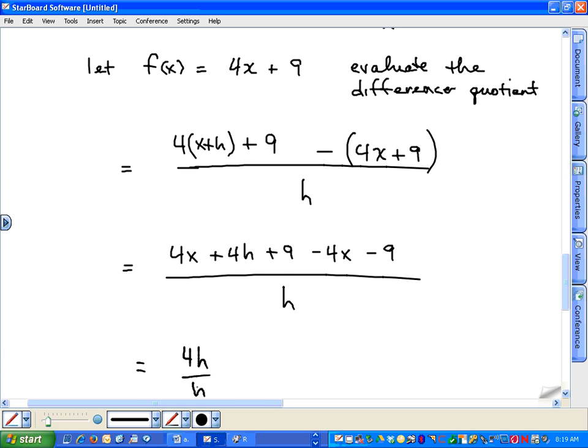Now let me make one thing clear, you guys. This should always happen. And if it doesn't happen, you've done something wrong. After you're done evaluating, anything that doesn't have an h should cancel. All of these terms that don't have h's, they should cancel with something else that's opposite. If you haven't done that, then there's a mistake that was made somewhere. Now 4h divided by h is 4. So the difference quotient is 4.